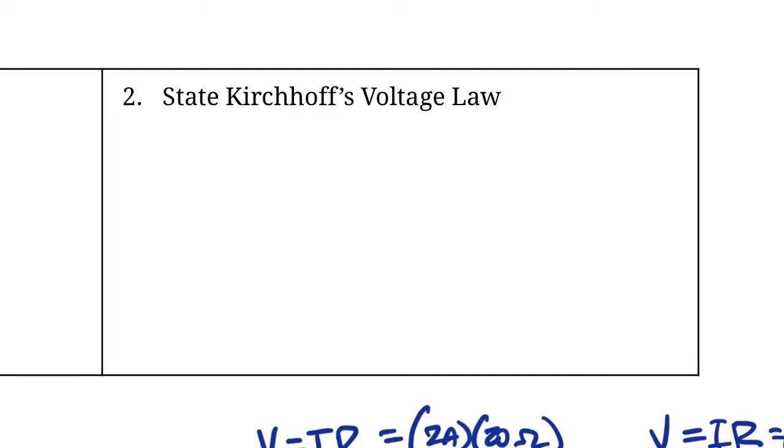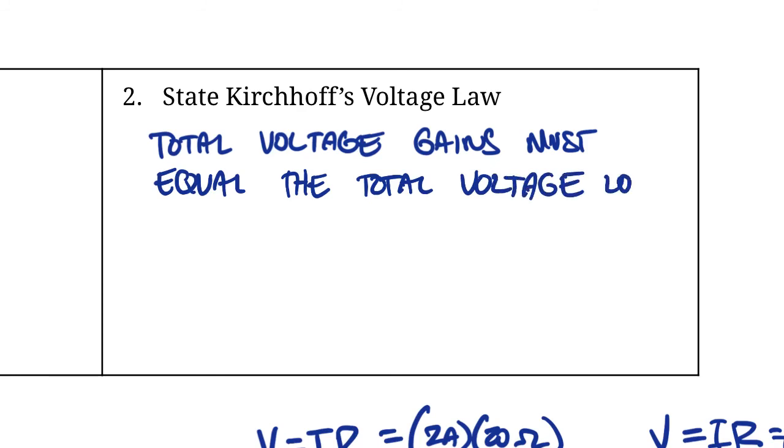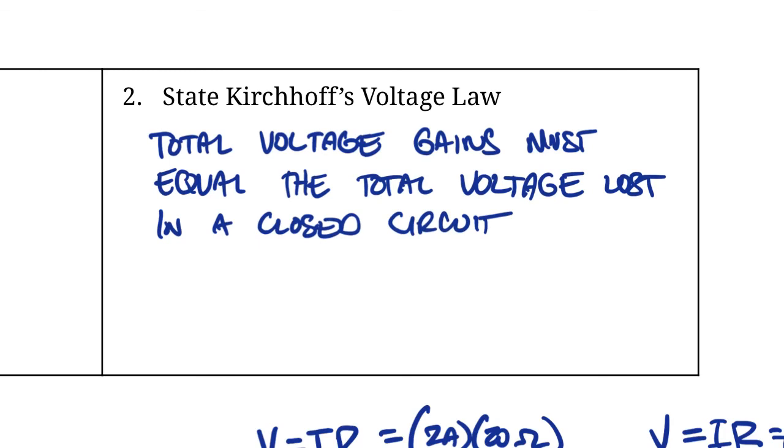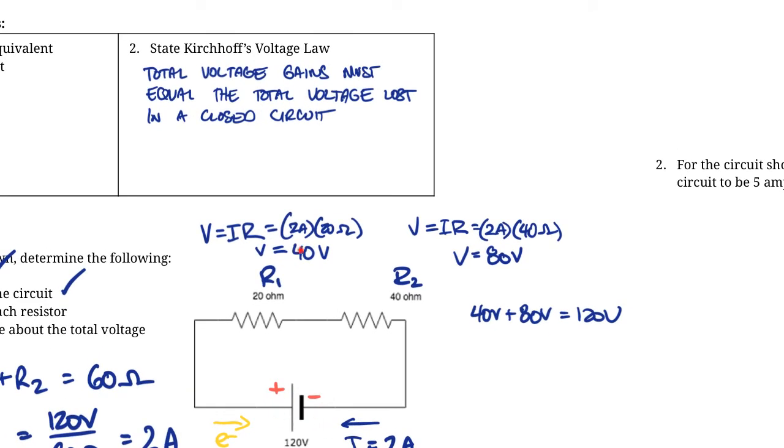So the voltage law states the total voltage gains must equal the total voltage loss in a closed circuit. Another way of putting this is that the sum of all the voltages must be equal to zero. You can think of the battery as providing a positive voltage and these two as providing a negative voltage, taking that away.